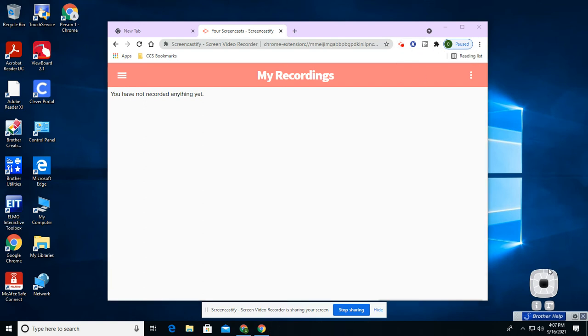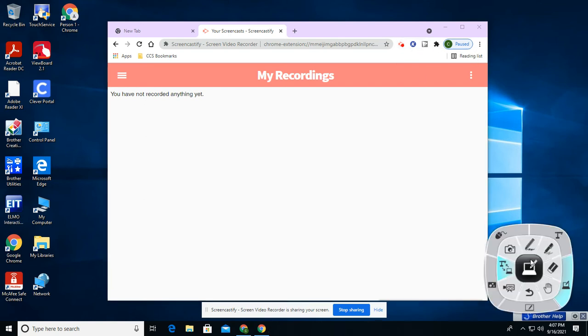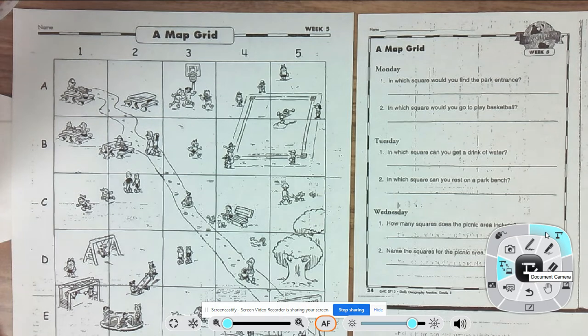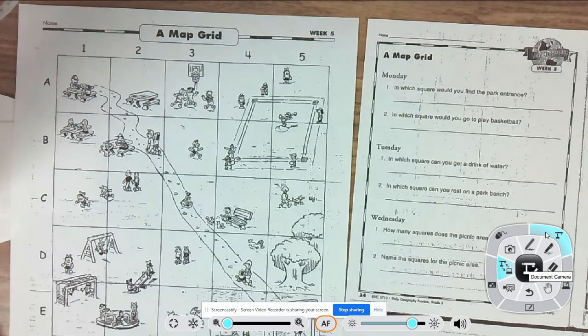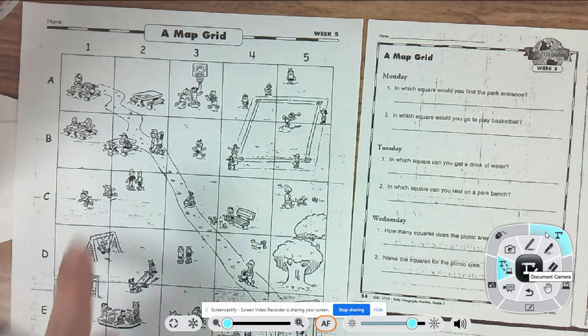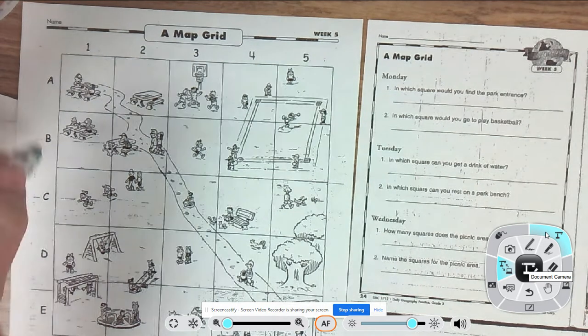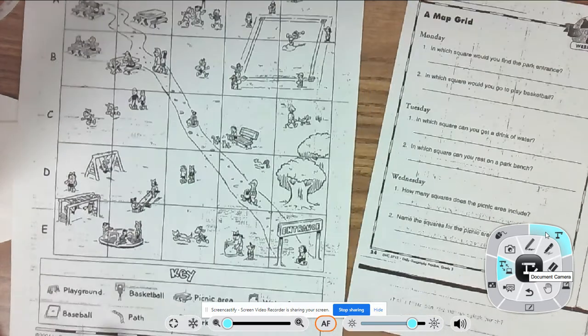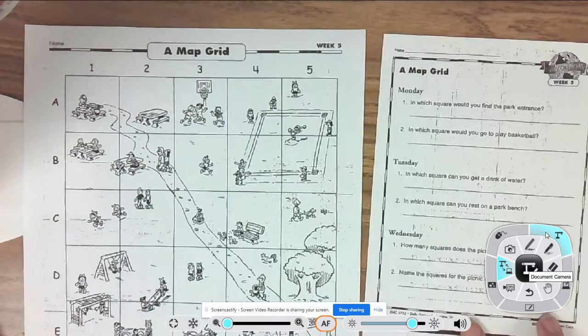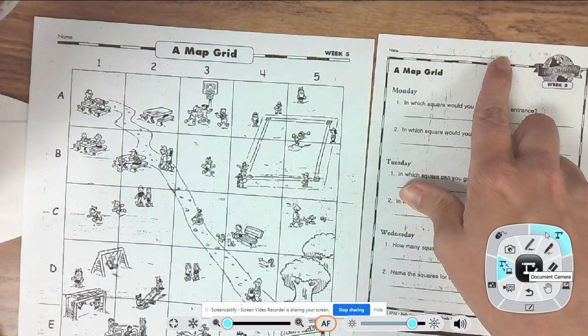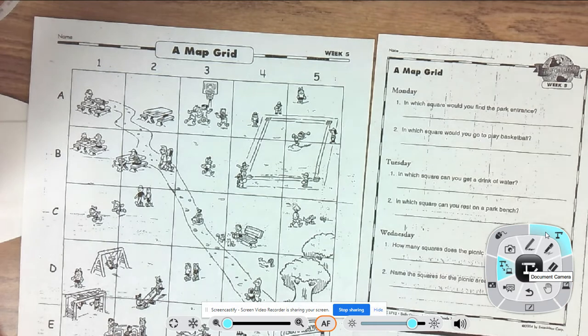I'm here to do our social studies lesson this week. This week we'll be doing week 5, a map grid. A map grid is a map that has numbers at the top and letters on the side and a key at the bottom. Before we begin, I'd like everybody to please put their name and their number at the top so you can get credit for this assignment.